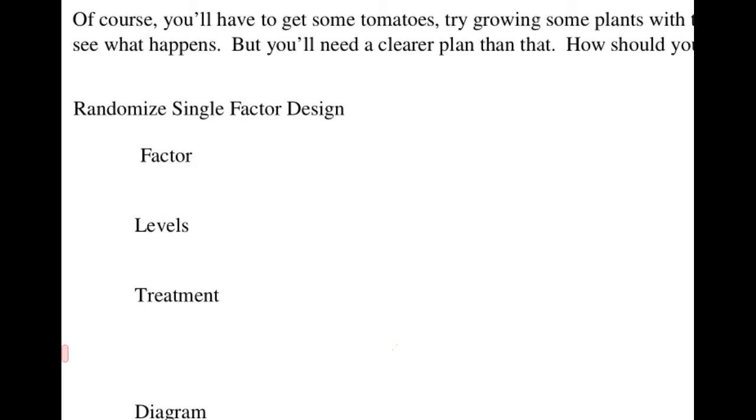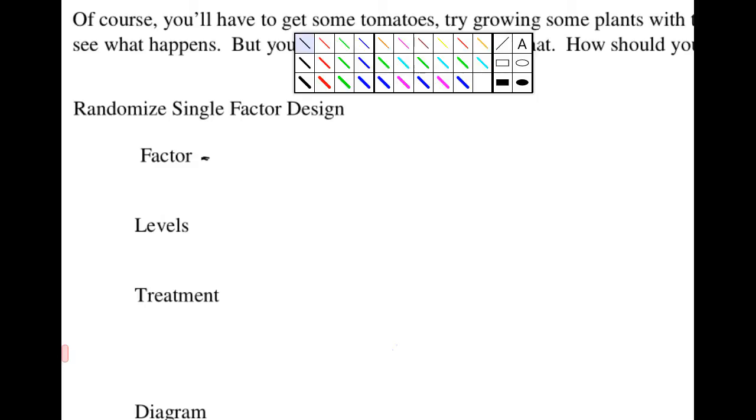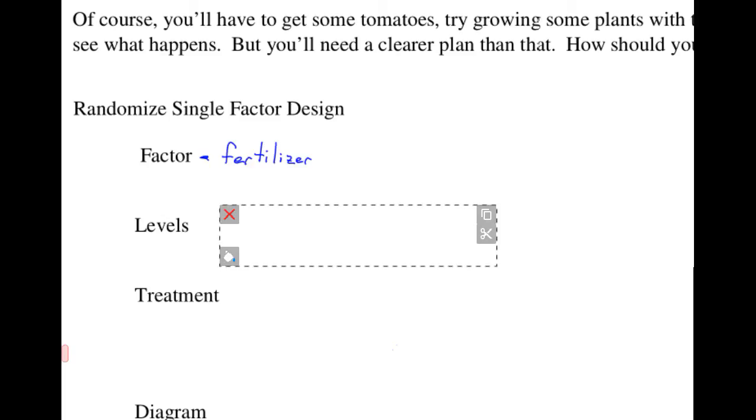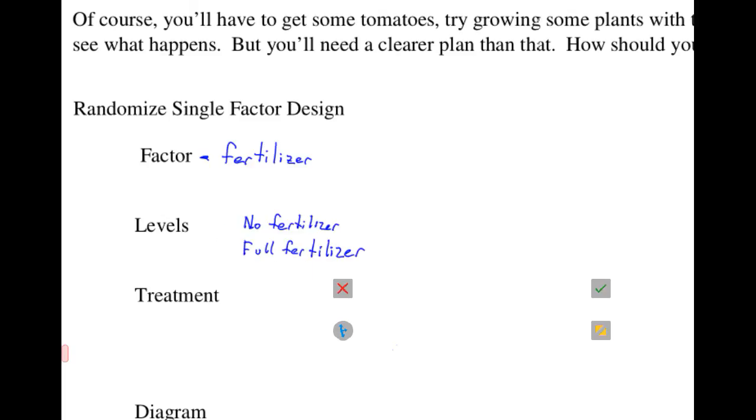So first, the factor. What is it that we're applying here? In this case, our factor is the fertilizer. Then we want to look at the levels. What levels are we applying? The levels are like, how much fertilizer are we applying? None. A quarter of the dose. Twice as much as recommended. And we just need to do fertilizer or no fertilizer on this one. It doesn't give us any other instructions on that.